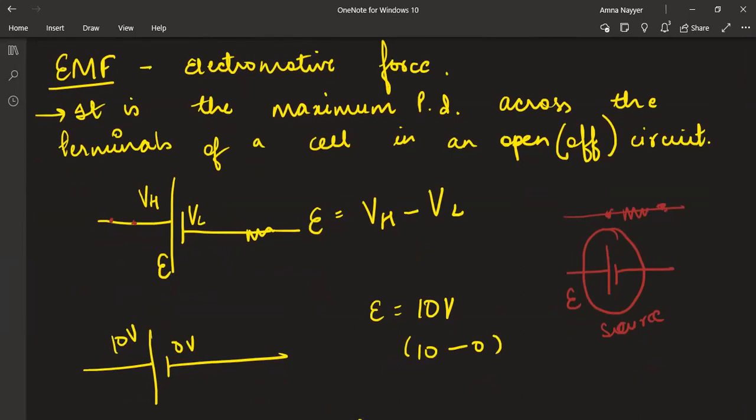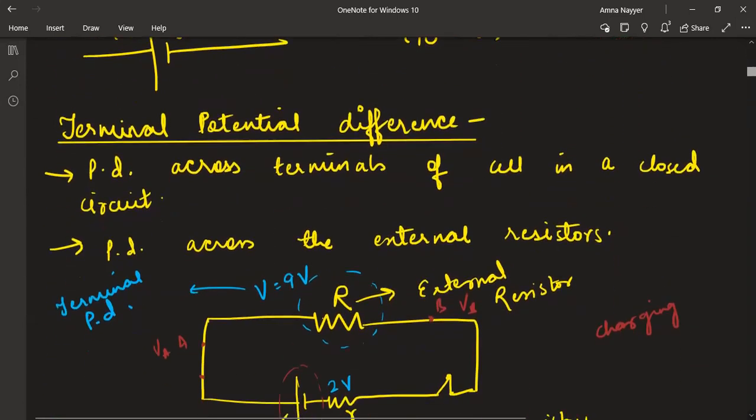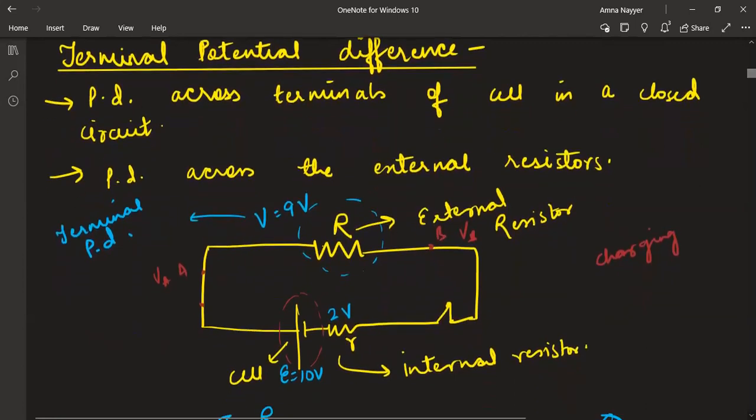Now see, EMF means the maximum potential difference across the terminals of a cell in an open circuit. This is the potential that is present across the external resistor, capital R. And this is difference of potential. But there is another term which we call terminal potential difference. Now, what does this mean?